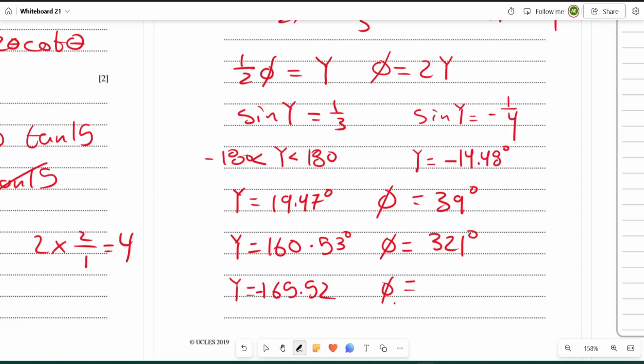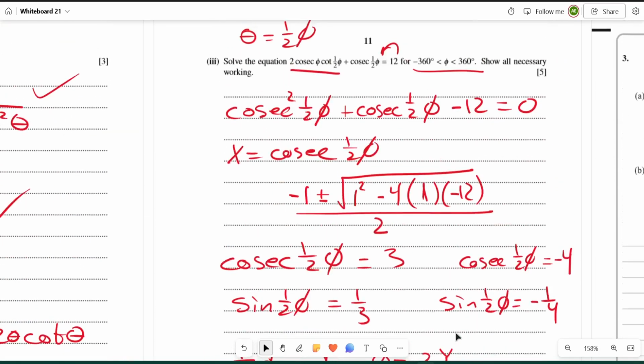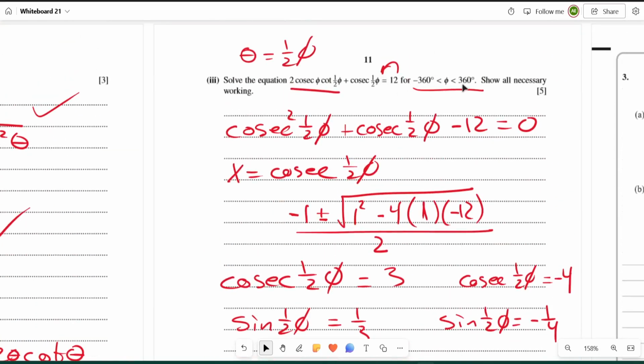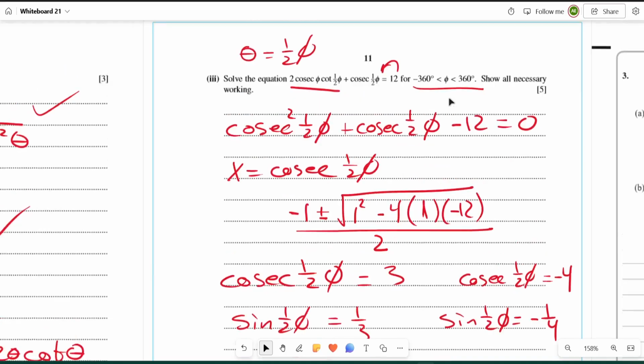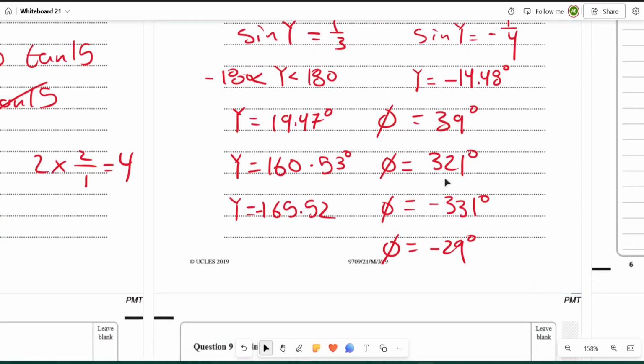That is going to equal minus 331 degrees. And for the final answer, which was this one, phi is going to equal negative 14.48 times 2, which is around negative 29 degrees. These are all the correct answers that you should see, and these answers are always going to be within the original range. If you did everything correctly, you will never find an answer for phi that is not included in the original range.